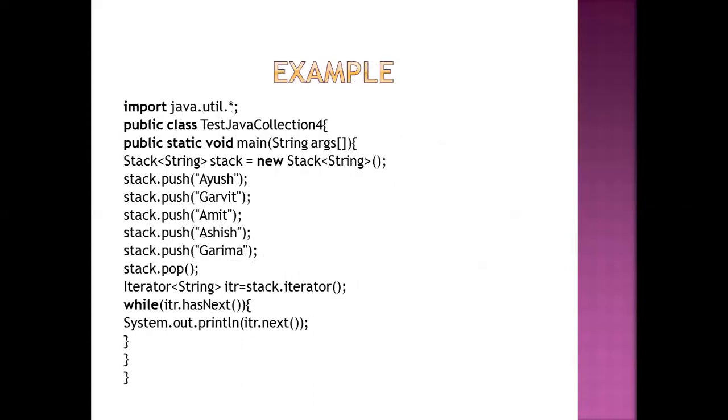Let's look at an example. In this example, I'm creating an object of the stack class and I push certain objects. I am pushing Ayush, Garvit, Amit, Ashish, Garima, and then I say stack.pop. Which is the last one which went in? The last object which went in is Garima. So when I say stack.pop, Garima will be popped off. So this is how the list interface is implemented by the 4 different classes.